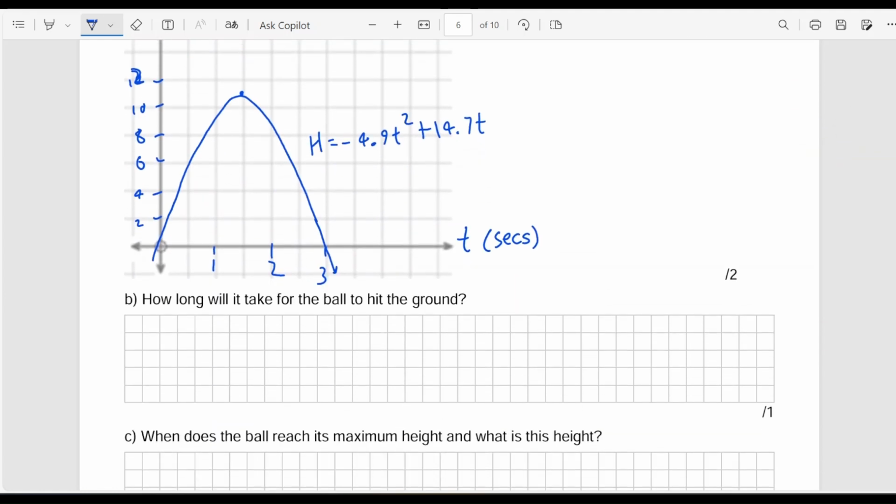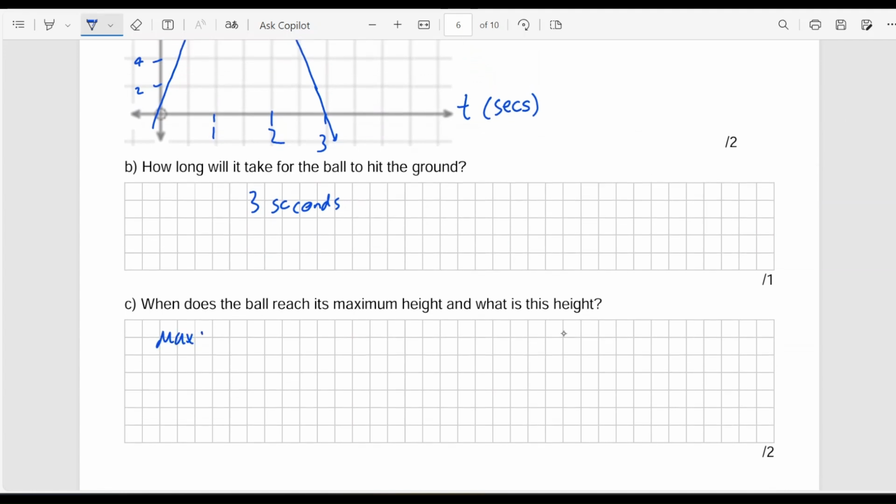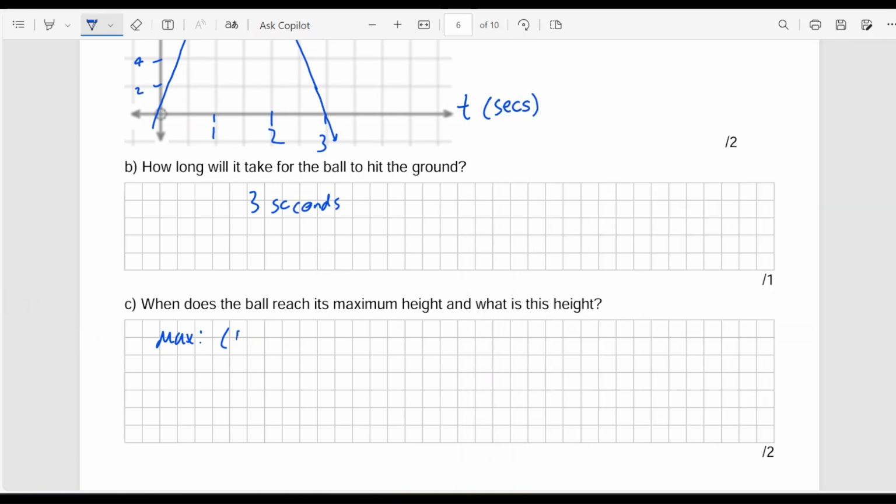How long will it take for the ball to hit the ground? 3 seconds. You can tell because it's a 1 mark question. When does the ball reach its maximum height? So the max that we just figured out on our calculator was this. 1.5 and 11.025.